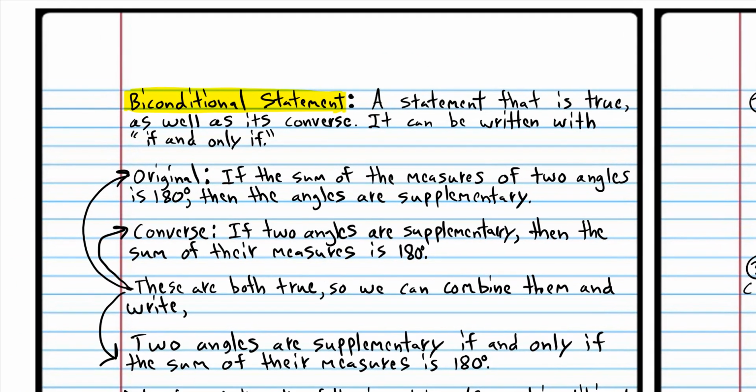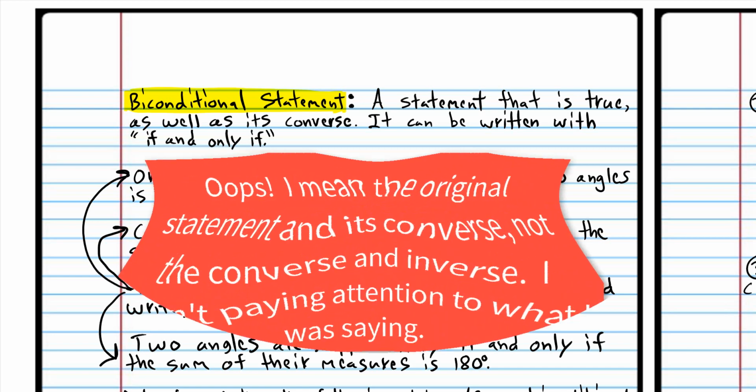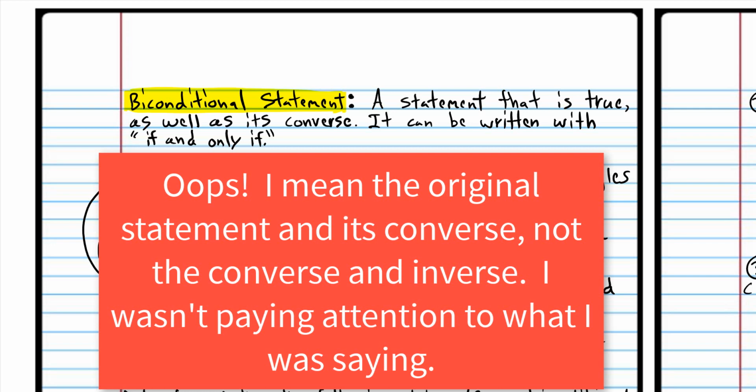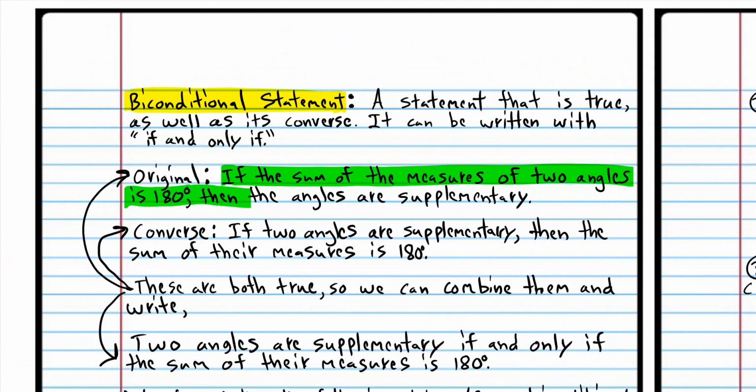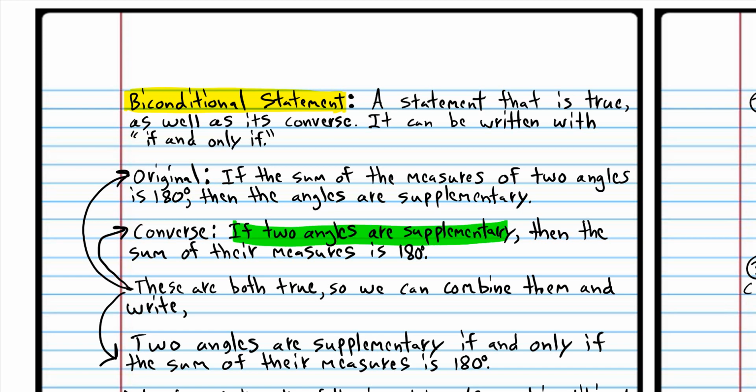All right, now we're going to go on to biconditional statements. A biconditional statement is a statement in which the converse is true as well as the inverse. So let me give you an example. If the sum of the measures of two angles is 180 degrees, then the angles are supplementary. They're supplementary angles. Now the converse of that is true also. If two angles are supplementary, then the sum of their angles is 180 degrees.